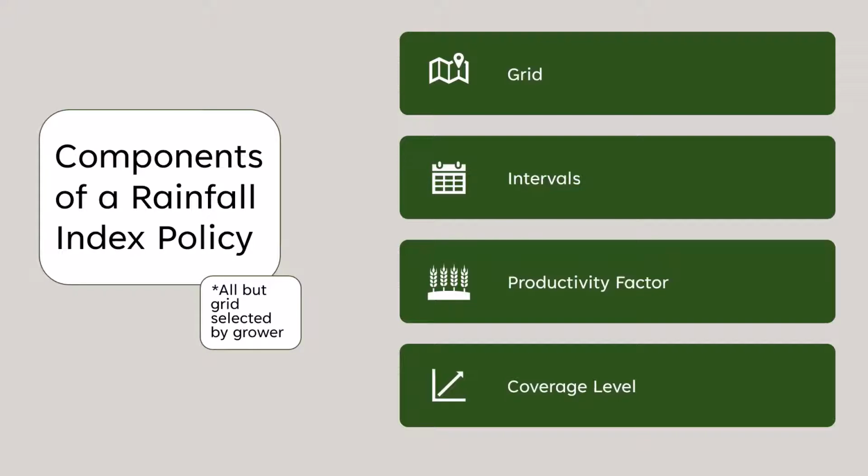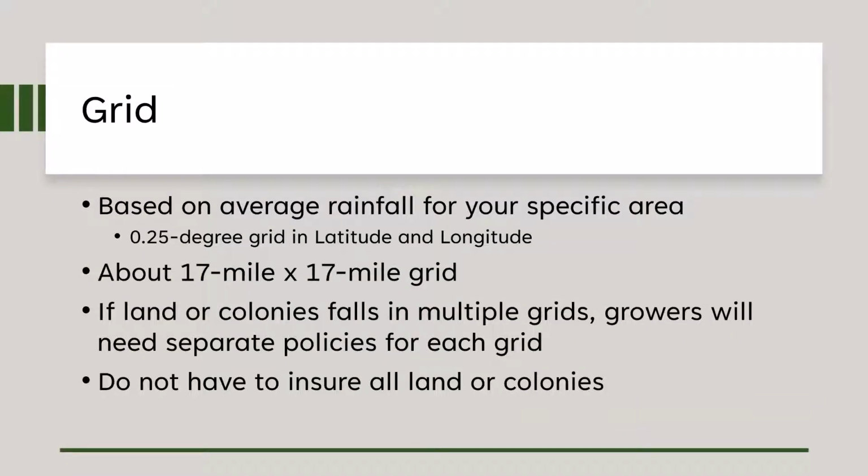So with the Rainfall Index policy, there are several different components, and all of these are selected by the grower except for the grid. But intervals, productivity factor, and coverage level are all selected by the grower. And we'll go through each one of these components. So first up is the grid.